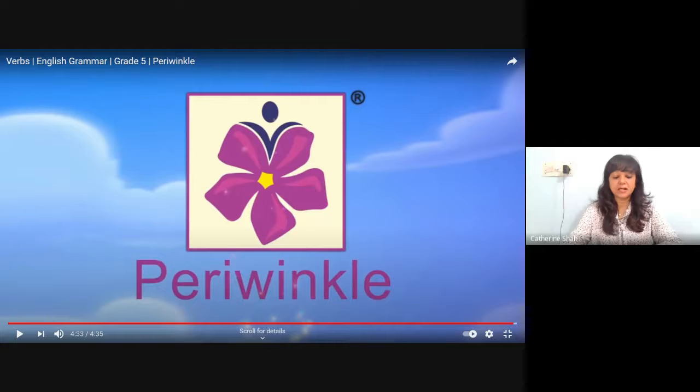Sam has a pet dog. Now here there is no action that is being done. So has is only the main verb. In the next sentence, Sam has completed his work. So has and completed. Completed is a verb, right? I have finished my work. I have done my work. So has and completed both are verbs. Has is the helping verb and completed is the main verb.